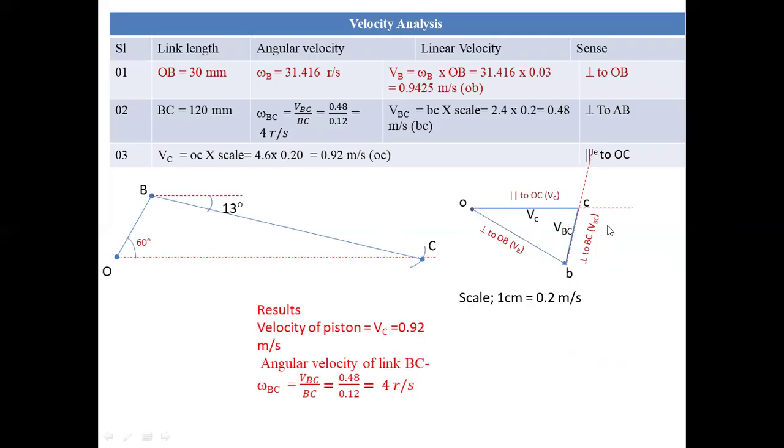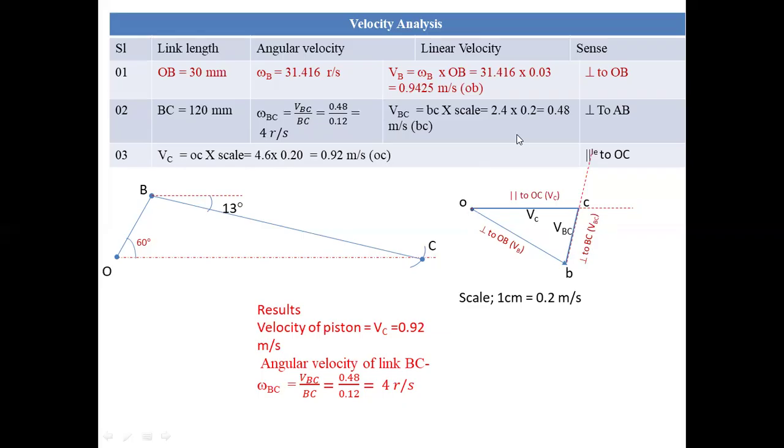So this will be the velocity of CB. This will be the velocity of C with respect to O. In this way, we can calculate the velocity of BC, or CB, by taking the scale. This distance is around 2.4 centimeter, so 2.4 into scale 0.2 is 0.48 meter per second. And the velocity of C with respect to O is 4.6 centimeter into 0.2 scale, which will be 0.92 meter per second.